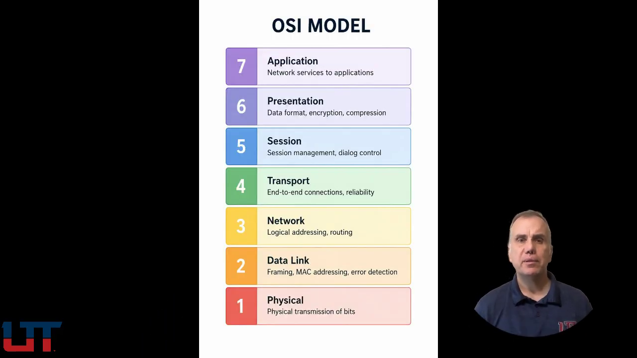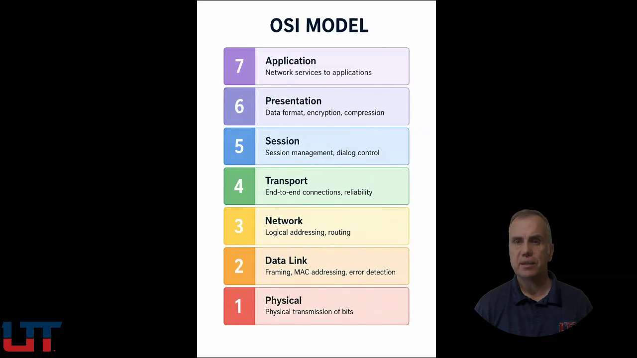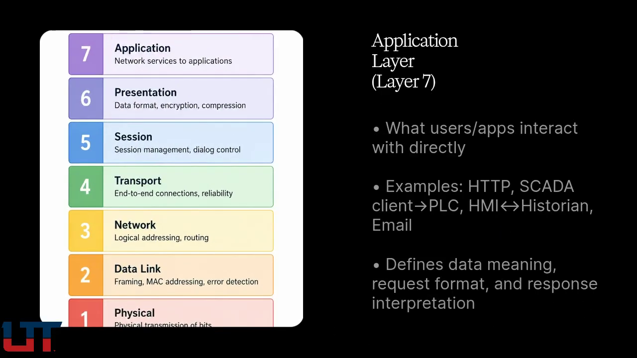As we start at the top, the application layer, or layer 7, this is where the actual service lives. This is what a user or software system interacts with directly. A web browser using HTTP, a SCADA client polling a PLC, an HMI reading real-time values from a historian, an email client sending a message. All of these operate at the application layer. The application layer defines what the data means, how the request is structured, and how the response is interpreted.